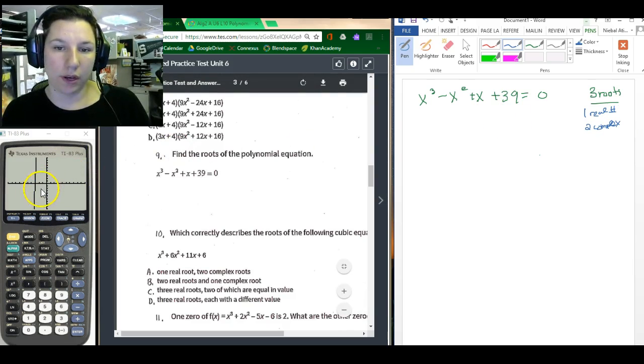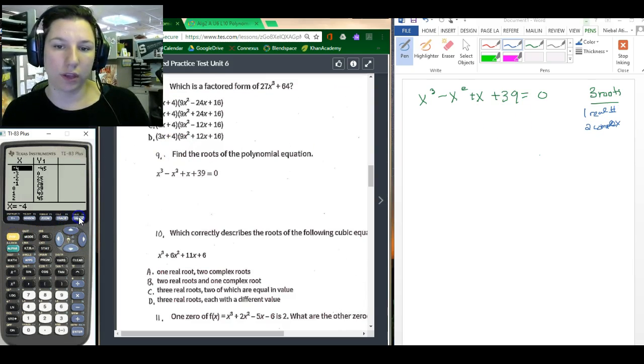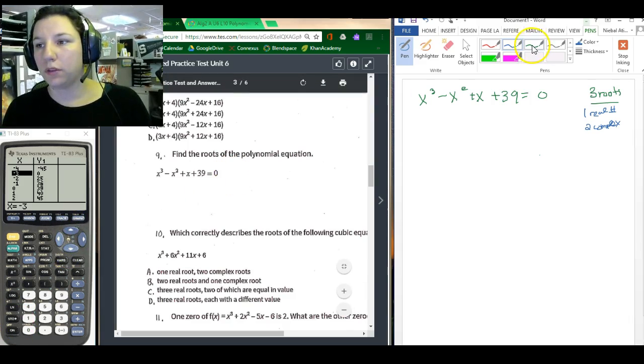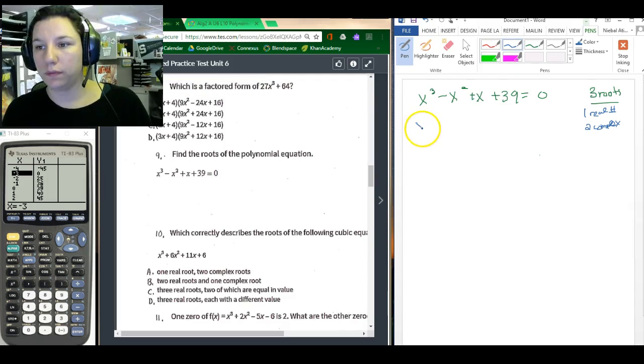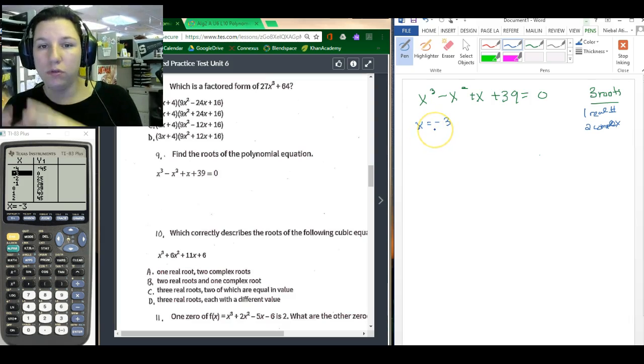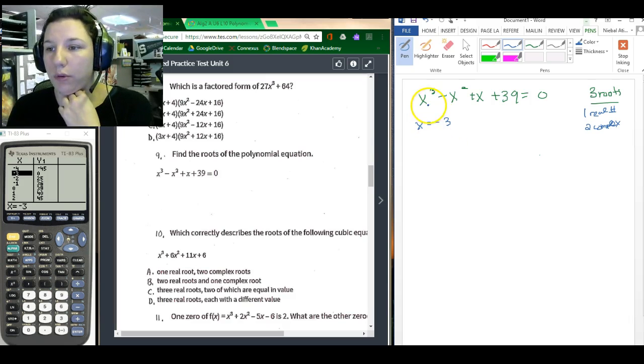It looks like -1, -2, -3. Let's check the table to be sure. Yep, okay. So that means that our first root is x equals -3. And I can use synthetic division to factor that out and kind of slim the equation down so that I can keep solving. So I'll show you what I mean by that.